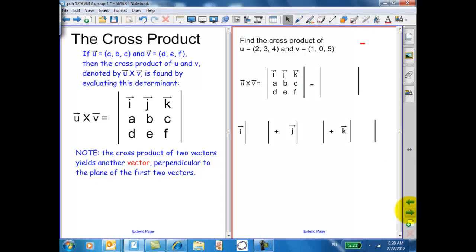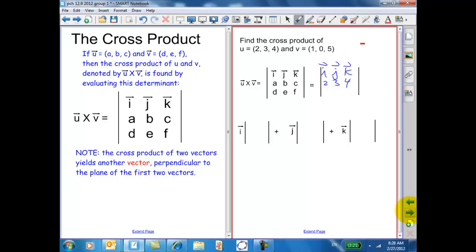So in this case, to cross 2, 3, 4, and 1, 0, 5, I'm going to repeat my unit vectors here, I, J, and K. I like putting those arrow symbols on top, just so I remember that these are not just numbers, they're vectors. And then the first vector is 2, 3, 4. Order makes a big difference on this. It wasn't such a big issue with dot product. That's because multiplication and addition were commutative.